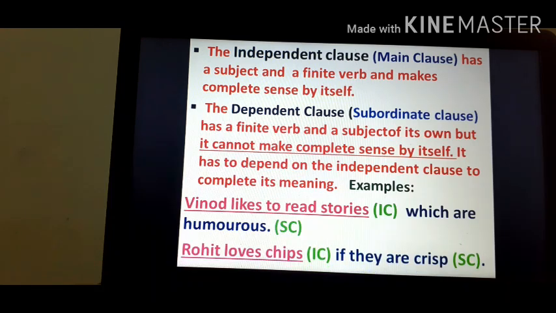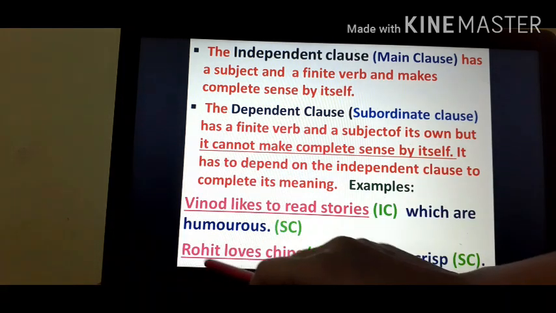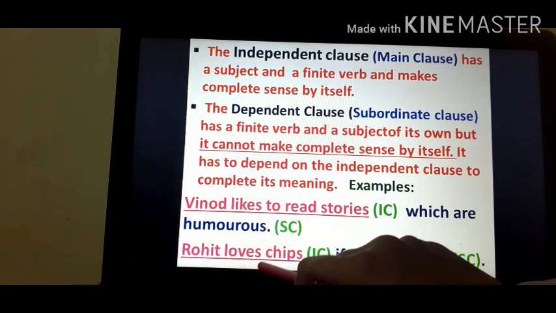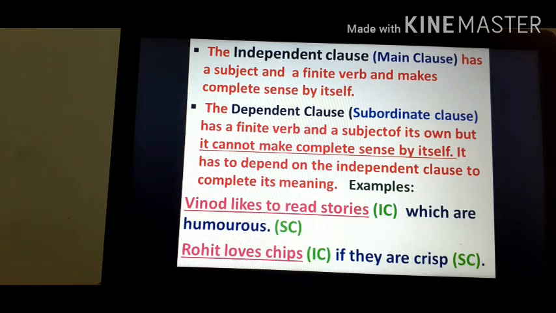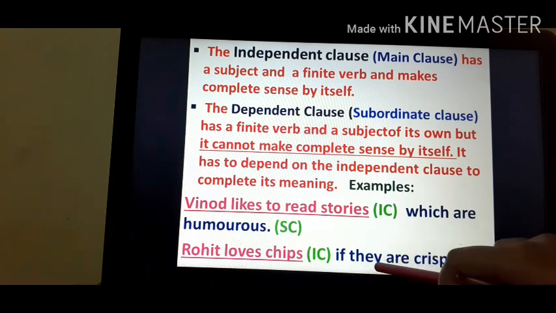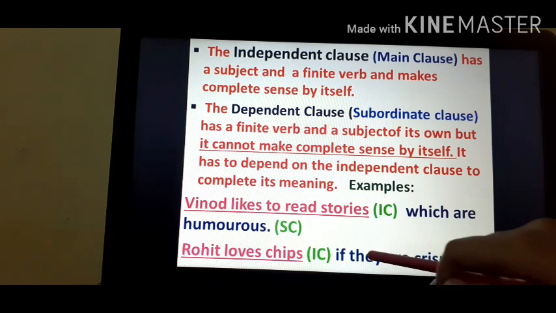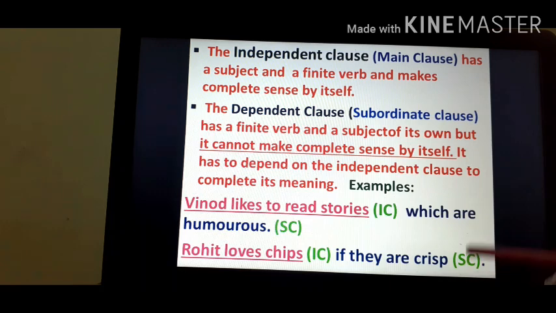Rohit loves chips if they are crisp. As I have said, the independent clause and subordinate clause both have a subject and a finite verb. So how do we understand whether it is an independent clause or a subordinate clause? Rohit loves chips. Rohit is the subject, loves is the finite verb. Rohit loves chips. See, this sense is complete, and thus this is an independent clause. If they are crisp. Here you see, they is the subject, are is the verb. Still, this sense is not complete. It cannot make complete sense by itself. And thus, it has to depend on the previous sentence, on the independent clause, to complete its meaning. Thus, this is a subordinate clause.